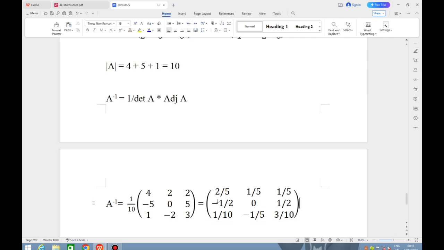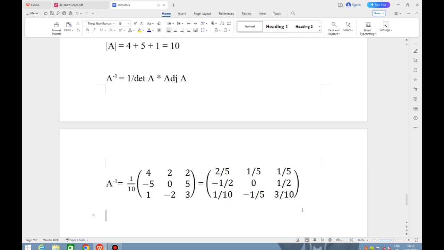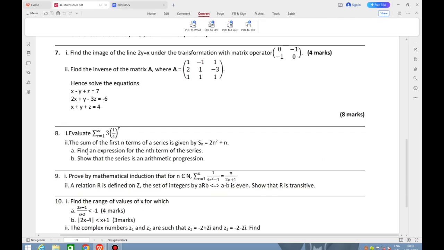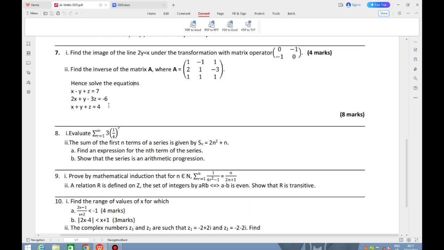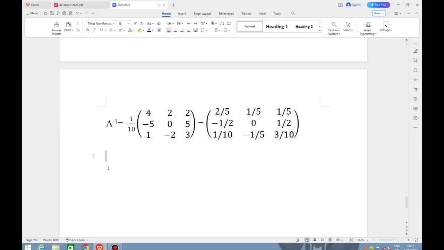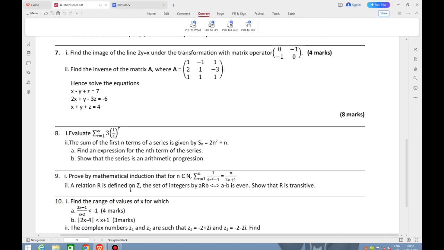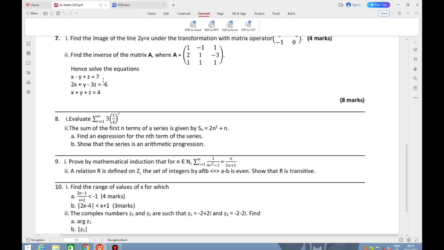Now the next part of the question says hence solve the equation x minus y plus z is equal to 7, 2x plus y minus 3z equals negative 6, x plus y plus z equals negative 4. We're going to solve that using the matrix method, since this equation is basically in this matrix form. Multiplying these values, that's 7, negative 6 and 4, by the inverse of this matrix, we are going to get the values of x, y and z.